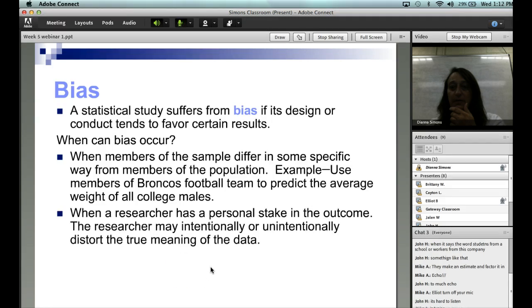So when else can bias occur? When a researcher has a personal stake in the outcome.